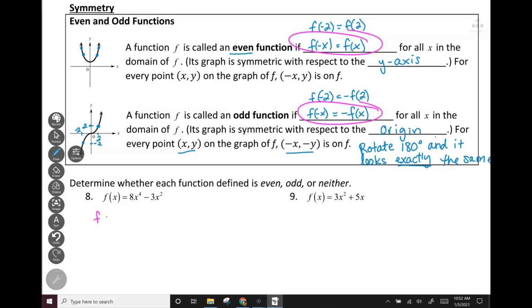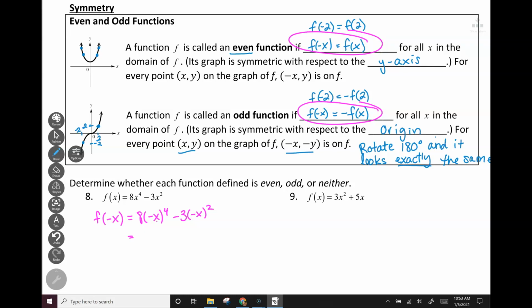So I'm going to do f of negative, not negative 2, f of negative x, because that's what's involved here for both of these definitions. They're plugging in negative x. So for every x that I have in this function, I'm going to replace it with negative x. Make sure you put that in parentheses. Okay, now let's simplify it.